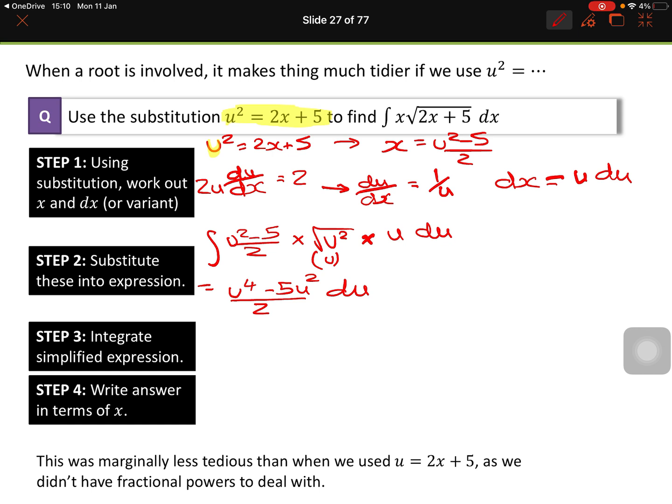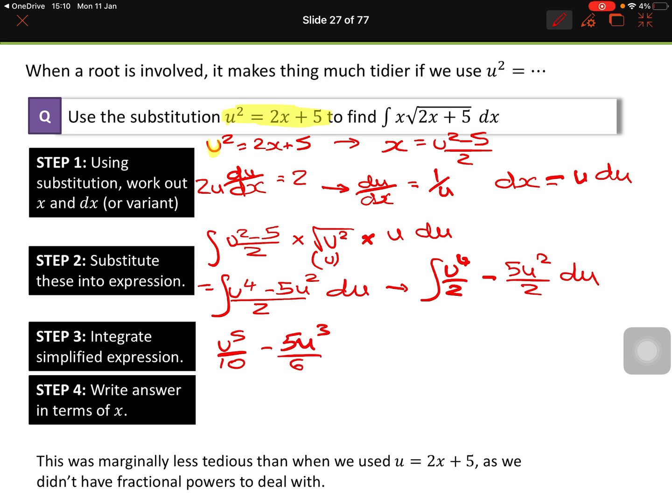Which we will just separate out to make it a bit easier for our integration. So we end up with u to the 4 over 2 minus 5u squared over 2 du. Then we can integrate. So add 1 to the power, divide by the new power. So we end up with u to the 5 over 10 minus 5u to the 3 over 6 plus c.